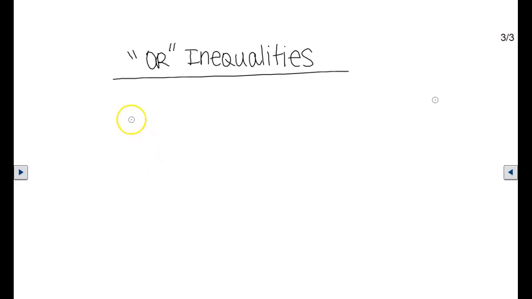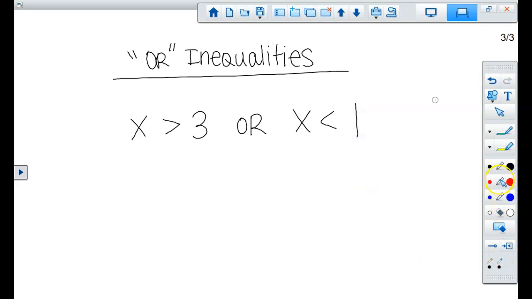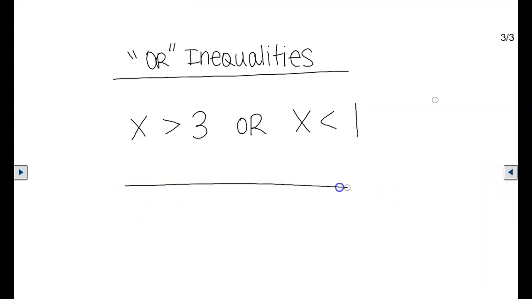Now to put this in a math context. Let's say that I have x is greater than 3, or x is less than 1. So I'm going to get my number line ready. 0, 1, and then 3. Now, this time I've got these two connected with or. So whatever x is, he only has to do one or the other. He's either got to be greater than 3 or he has to be less than 1.